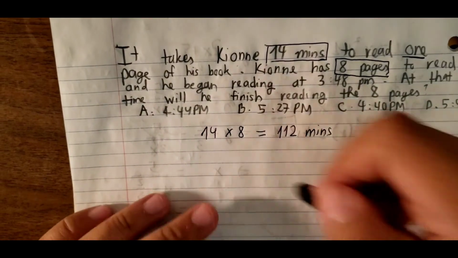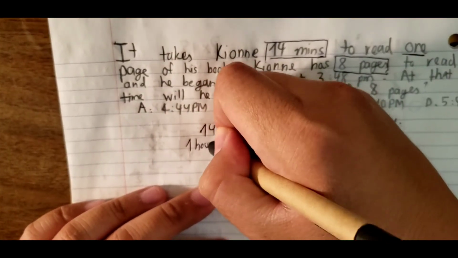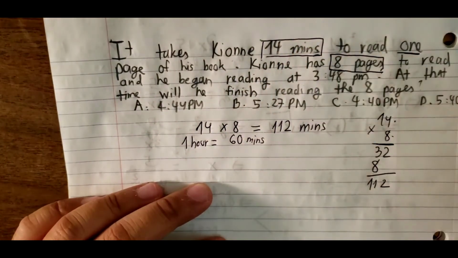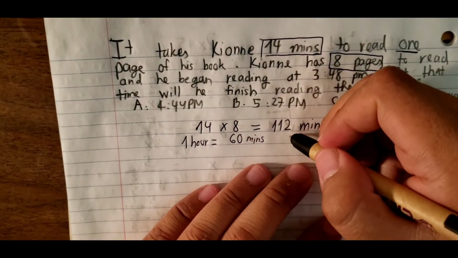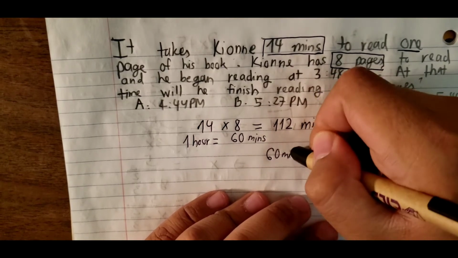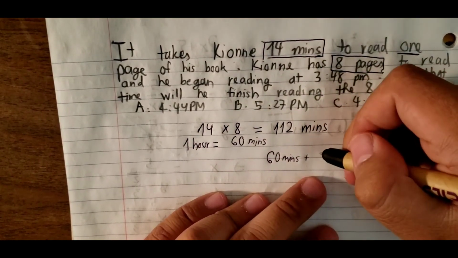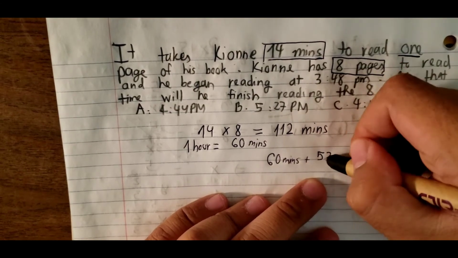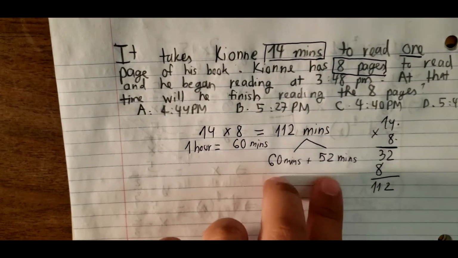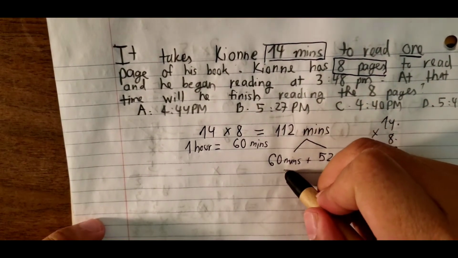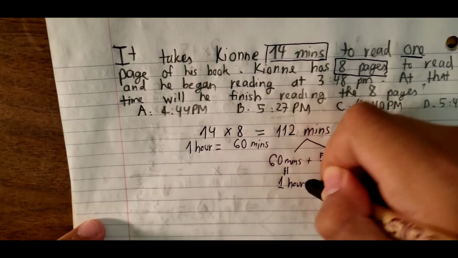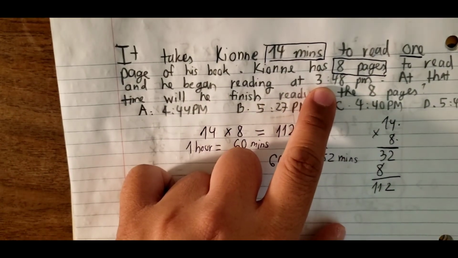Here, we know that 1 hour is 60 minutes. So in 112, we get 60 minutes and 52 minutes. We separate the two numbers. Here, we convert 60 minutes back to 1 hour because when we do it like this, we can sum the numbers very simply.